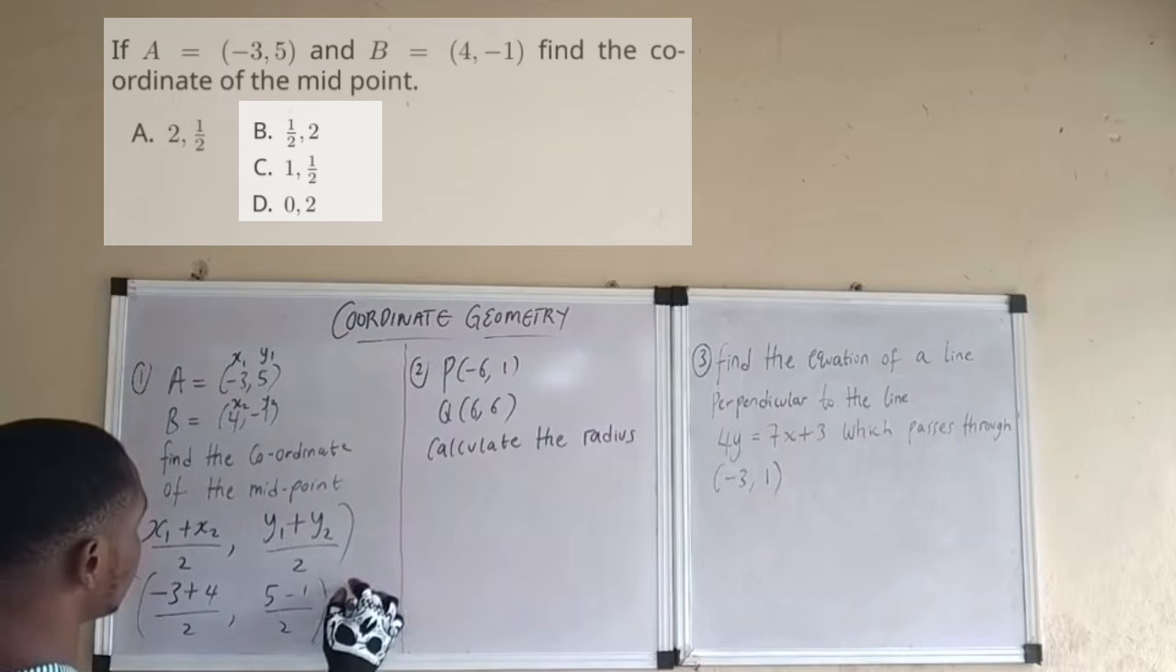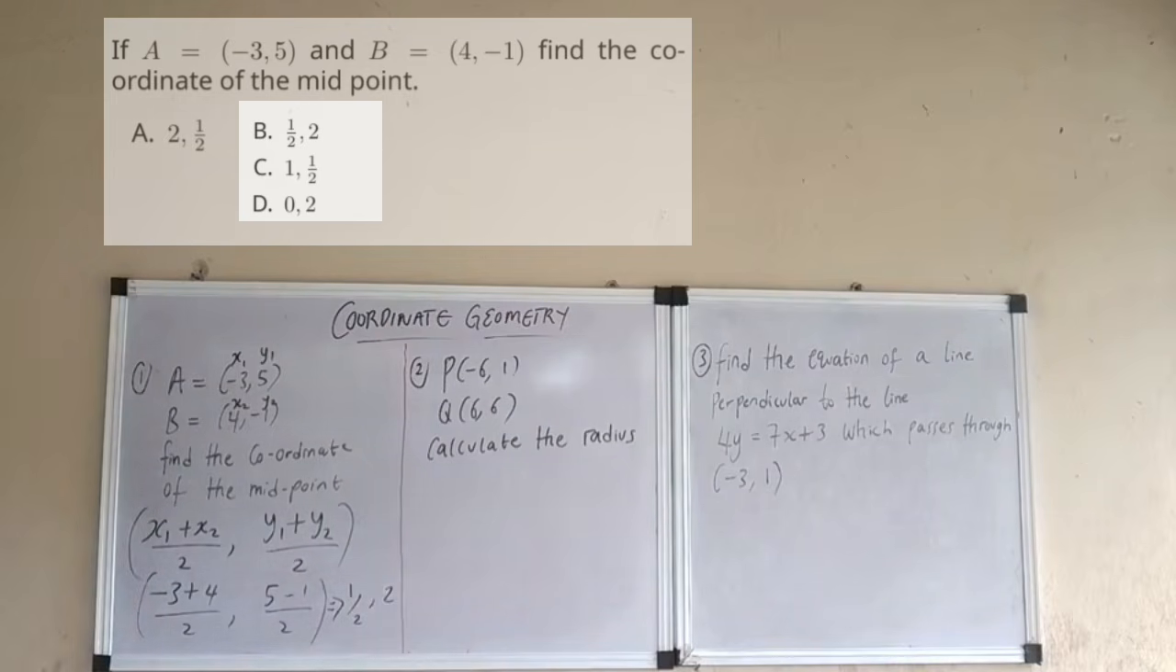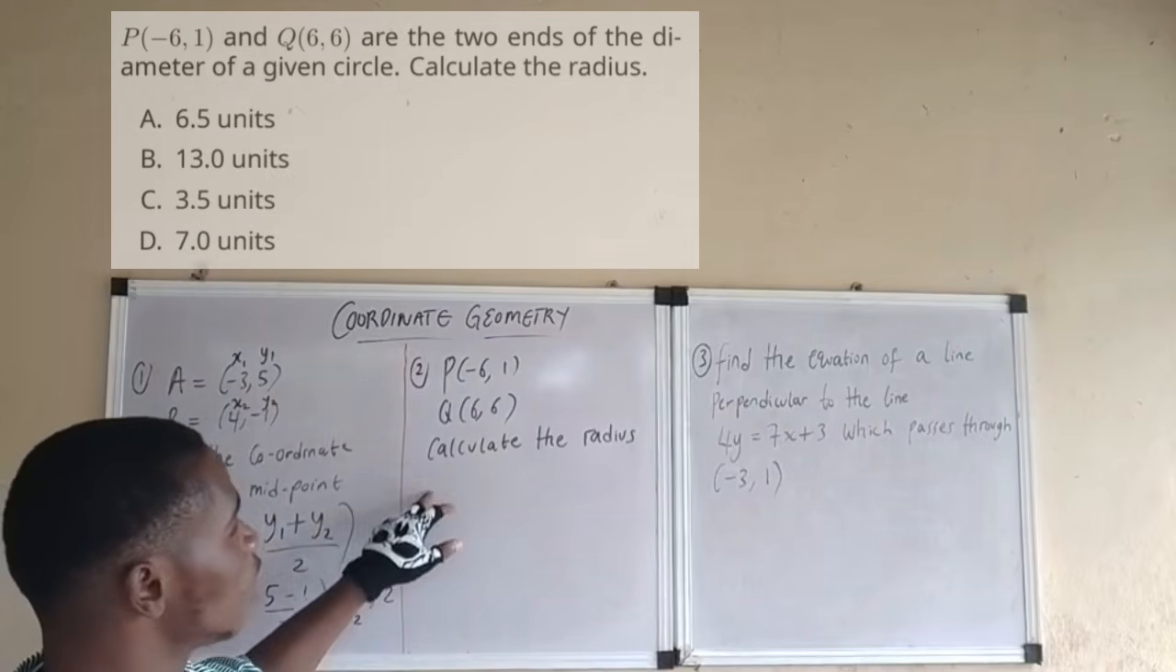1 over 2, comma 2. So those are the coordinates of the midpoint because 4 minus 3 is 1, that's 1 over 2. Here we have 5 minus 1 is 4, and 4 divided by 2 is 2. So we have 1 over 2, comma 2. So the correct answer to this question is option B. Now, let's look at the second question.